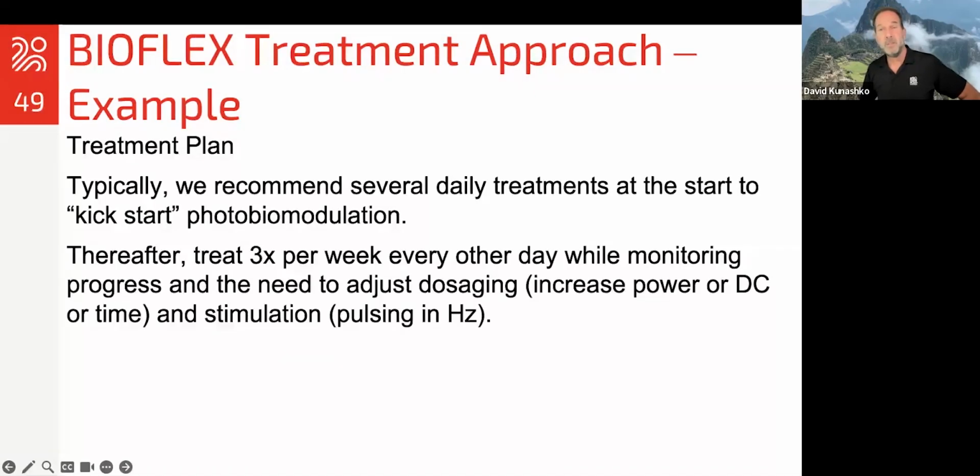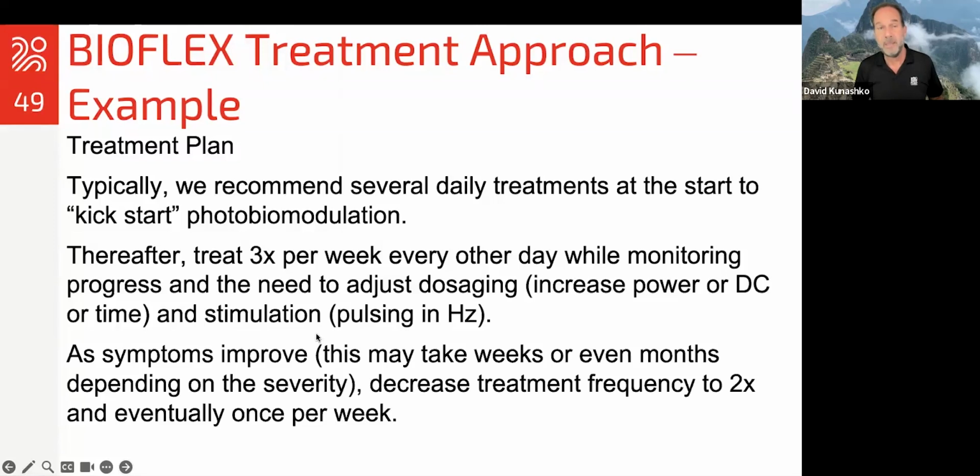So typically for the treatment plan, I'm going to recommend several daily treatments. So not like several in one day, but consecutive daily treatments. So 2, 3, 4, 5 in a row, Monday, Tuesday, Wednesday, Thursday, when they're really in acute discomfort and pain. And thereafter, every other day, at least 2 to 3 times a week until things really start to improve. And you can adjust the pulse rate and the duty cycle as well. Over a period of time, then they can graduate to once or twice a week as they're improving.